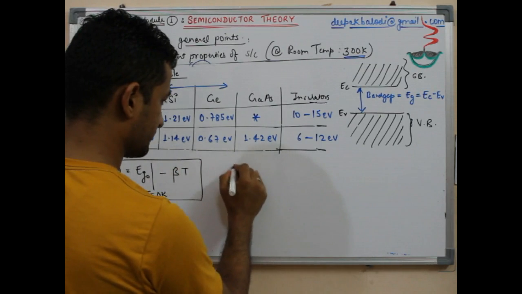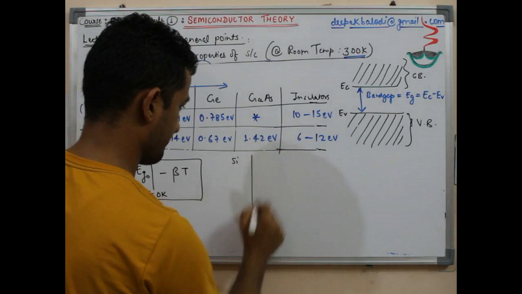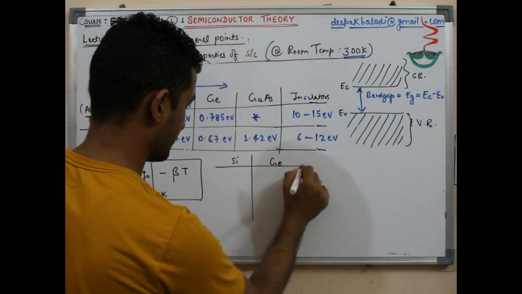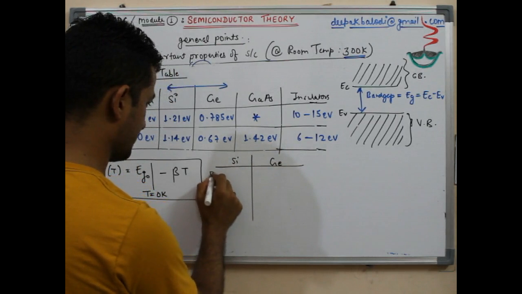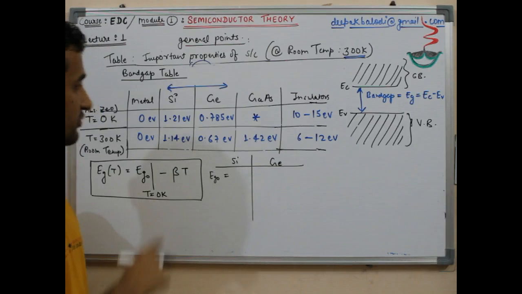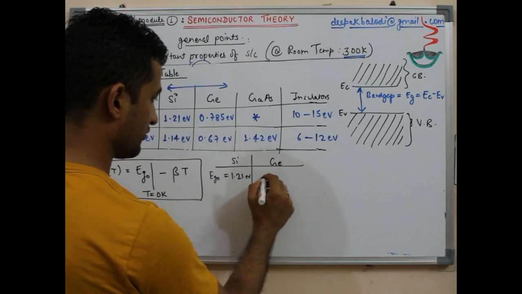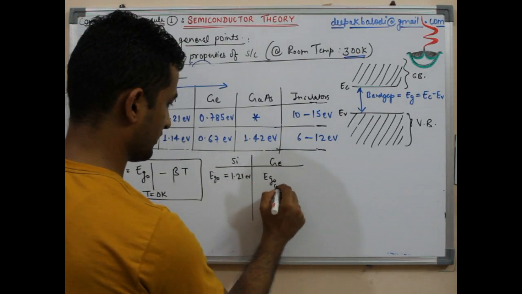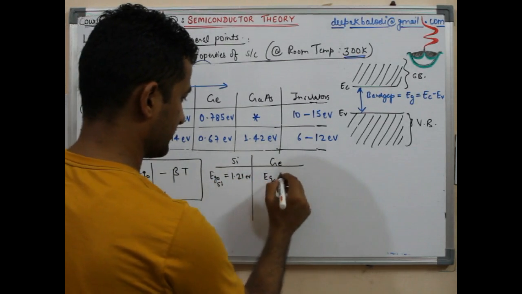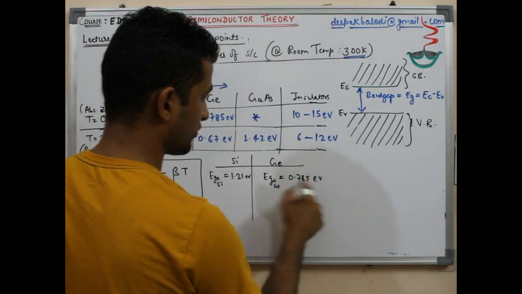Where, for silicon and for germanium, we can write the values. For silicon, Eg naught is the value at absolute zero, which we can fetch as 1.21 electron volts, and Eg naught for germanium is 0.785, or 0.78 only.